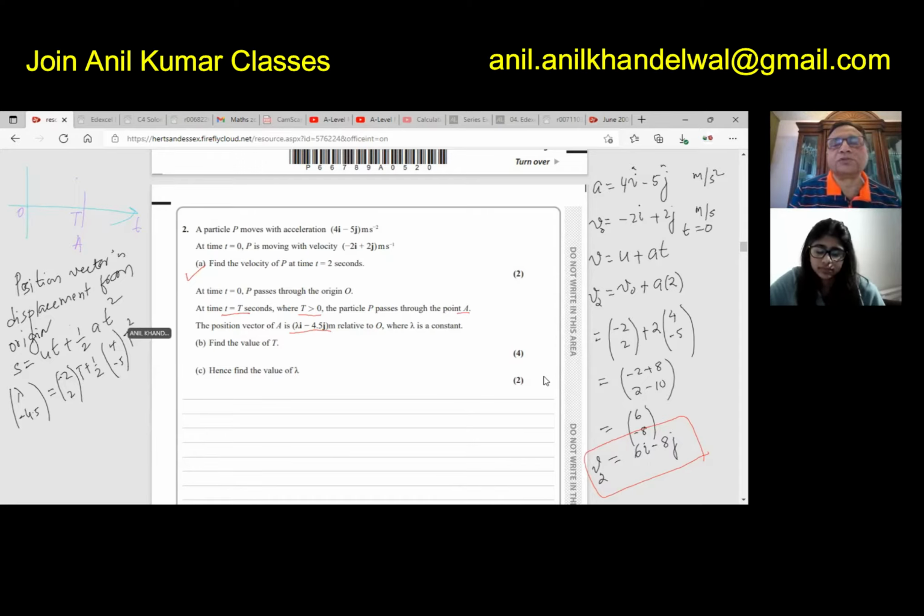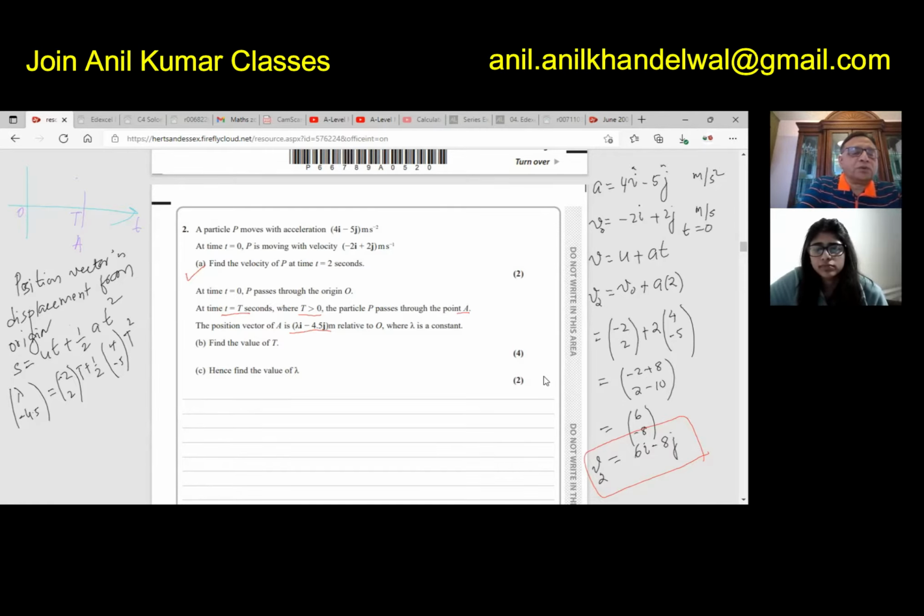There are two unknowns in this particular equation. Is that clear to you? Lambda and t. So do we need to find another equation so we can find the value of lambda? Yes, find the value of t.